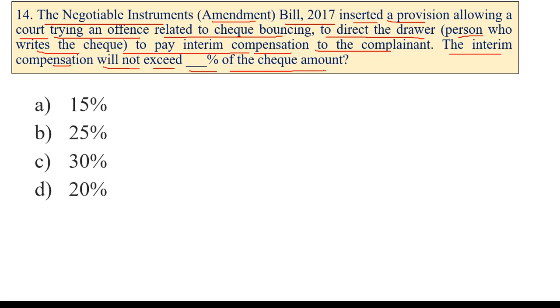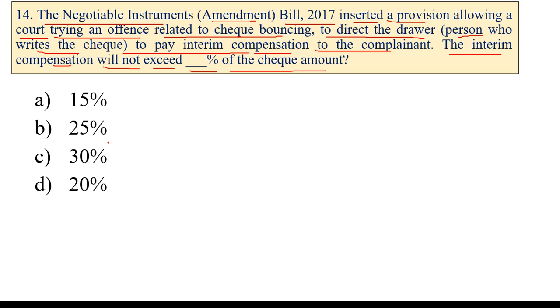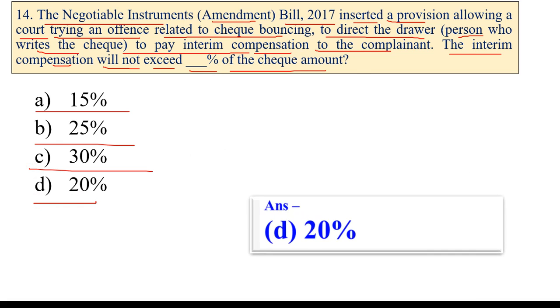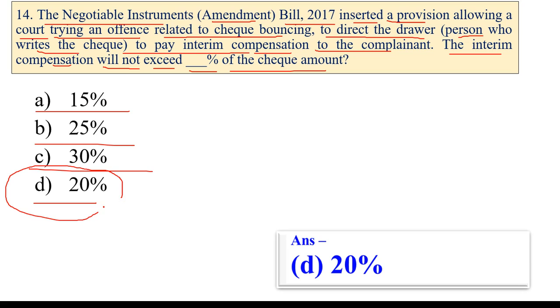So we'll see the options. Is it 15% or 25%? Option A is 15%, option B is 25%, option C is 13%, option D is 20%. So let's see the correct answer. The correct answer is option D, 20%. So 20% means the interim compensation will not exceed 20% of the check amount. So the correct answer is option D, 20%.